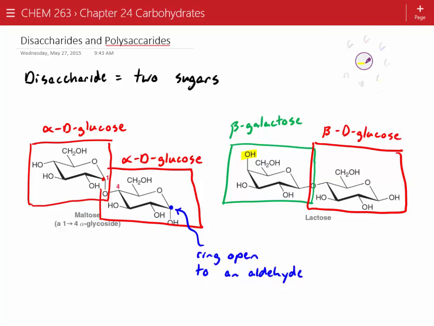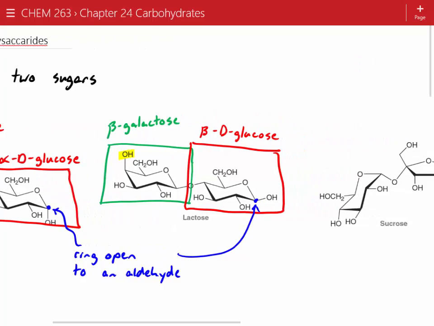In this case, we also have another carbon that can ring open to form an aldehyde. And so these two can ring open and act as a carbonyl group, and we can reduce them or oxidize them and whatnot.